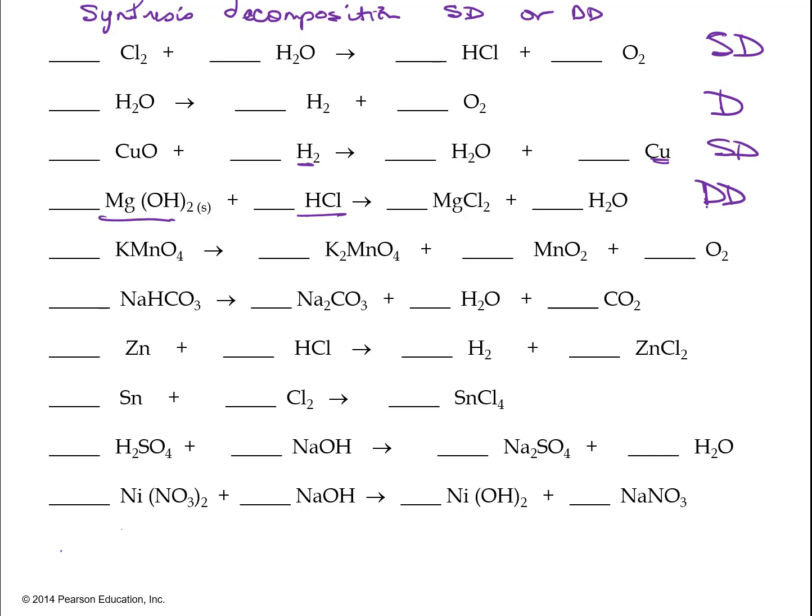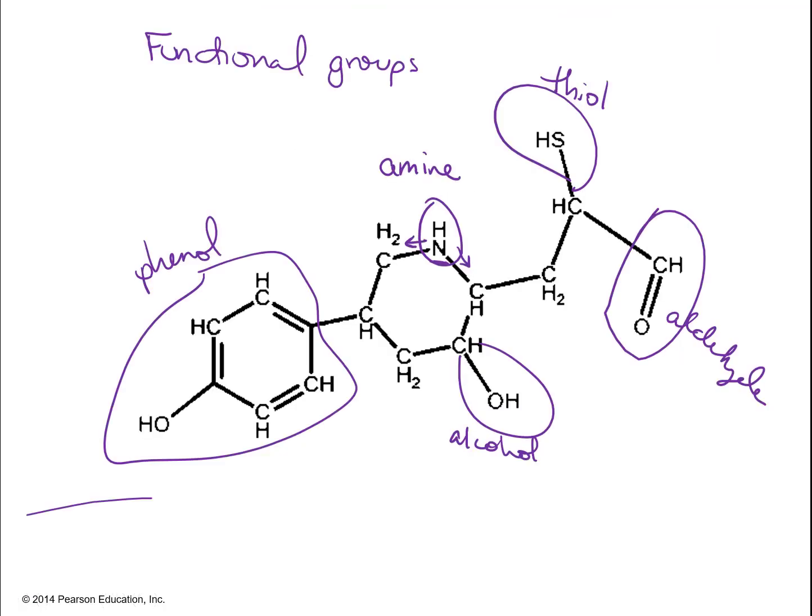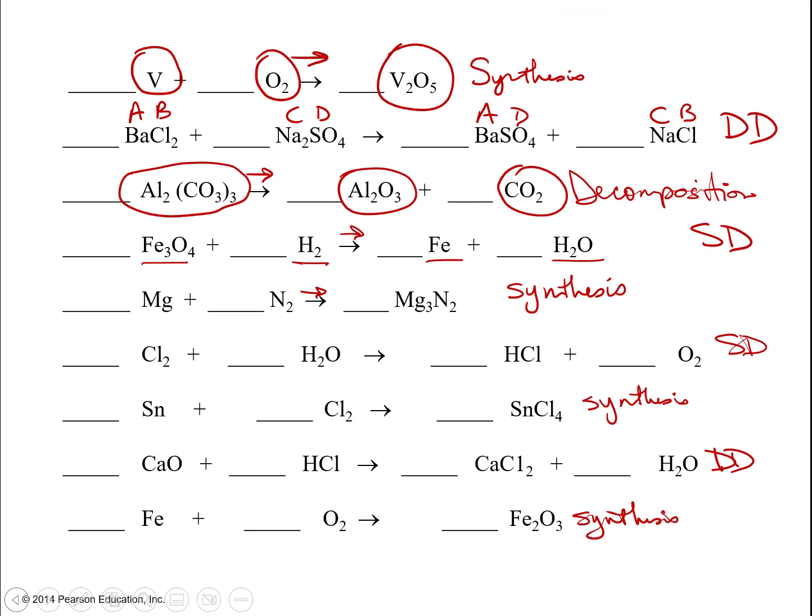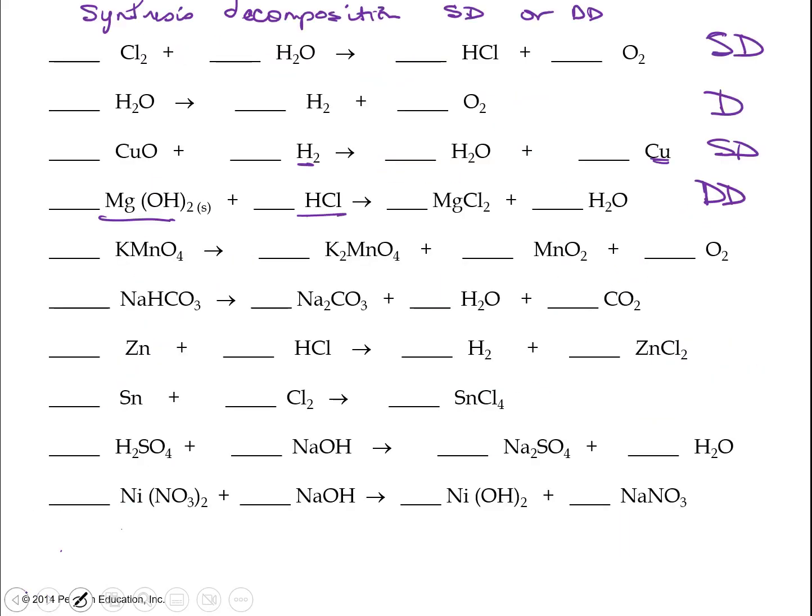So this is one of the ones that we left. Last time we did this one, talking about synthesis, double displacement, decomposition, single displacement. So this is the other example. KMnO4 forms K2MnO4 and MnO2 and O2. So this is what? Decomposition. This is decomposition because I only have one reactant and I have 3 products.